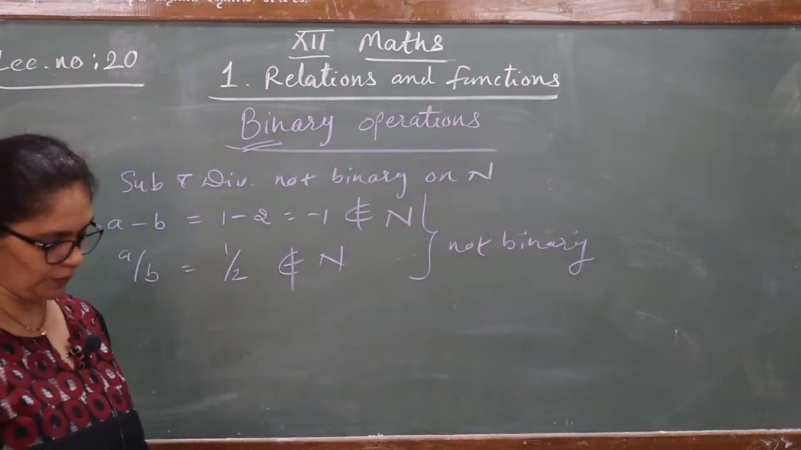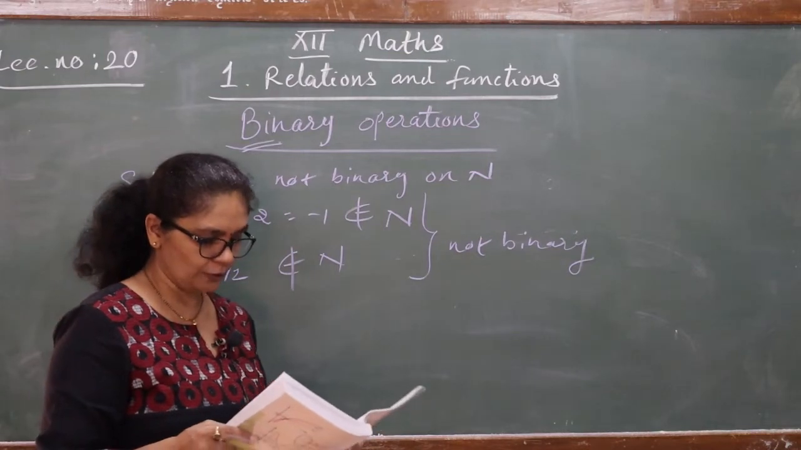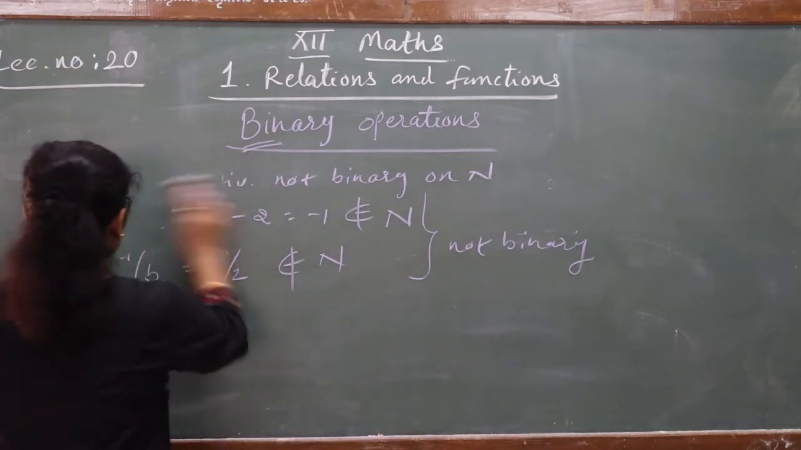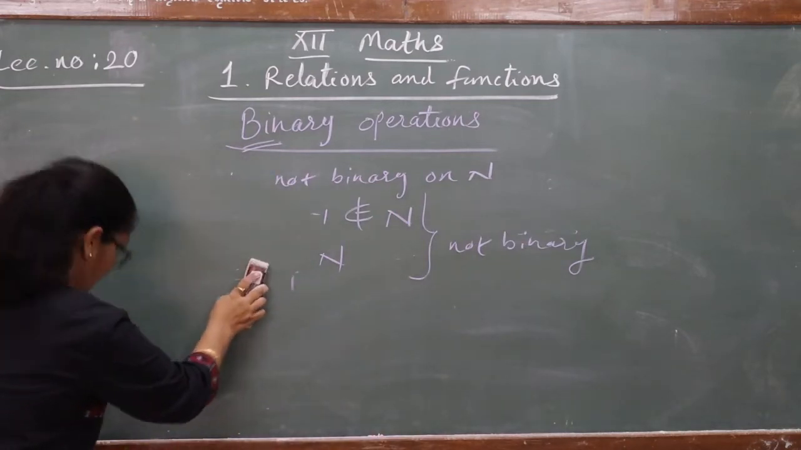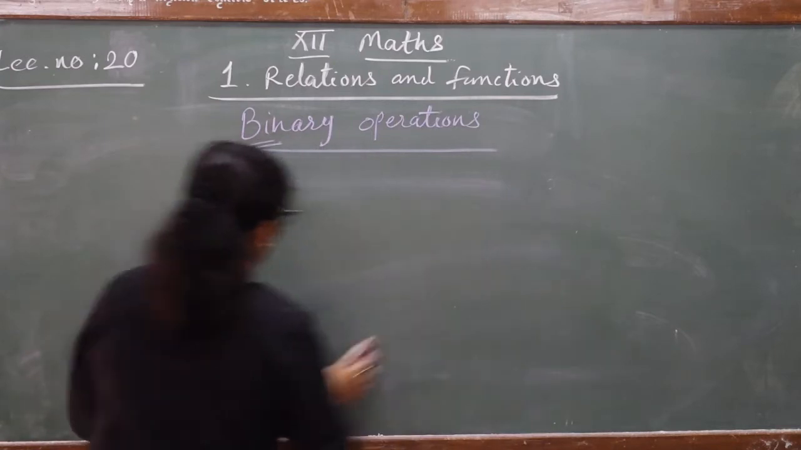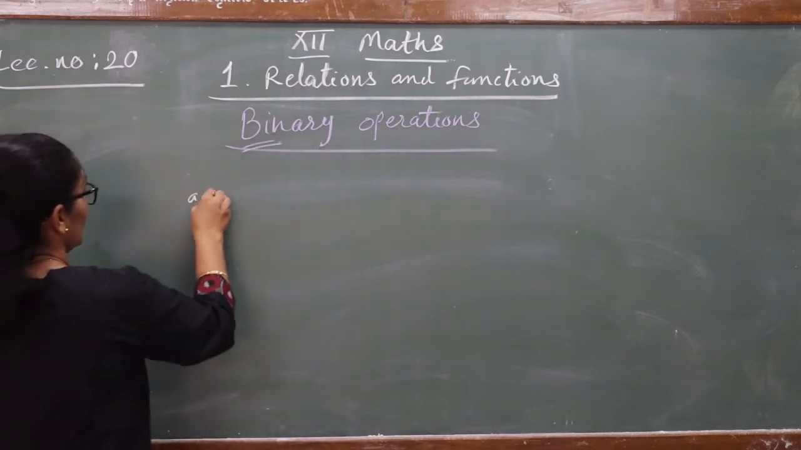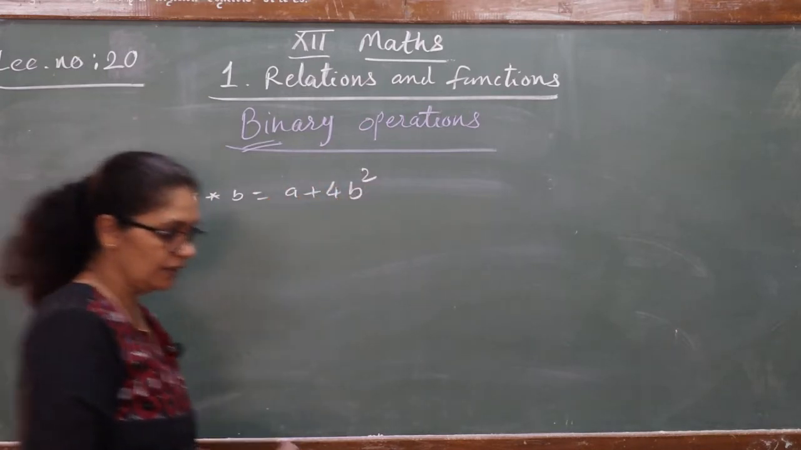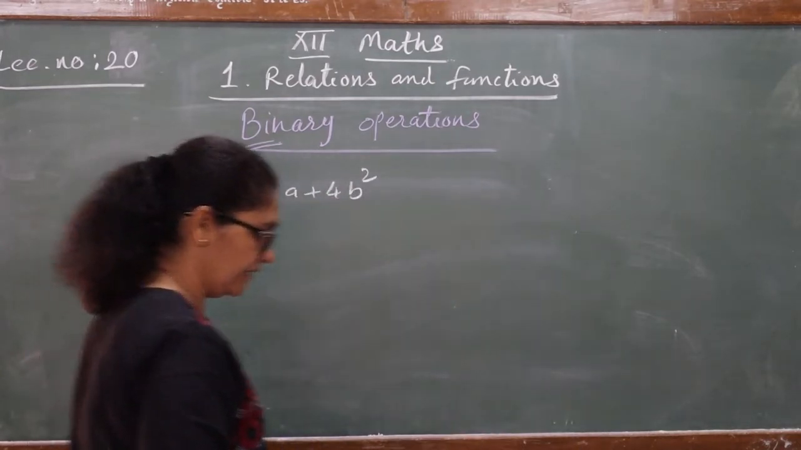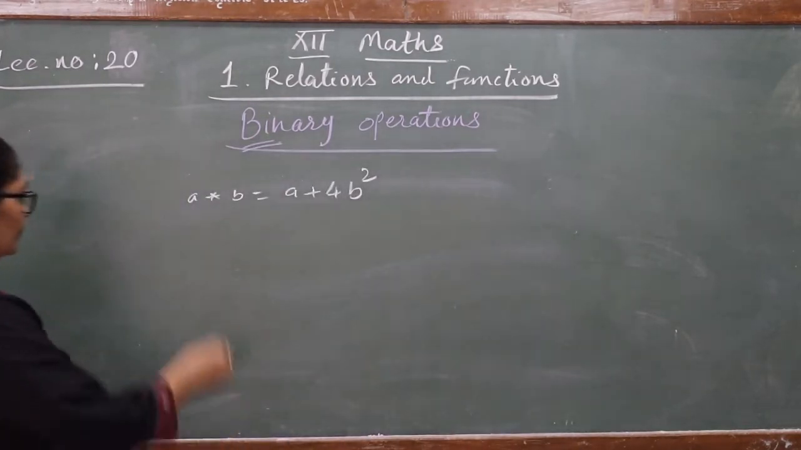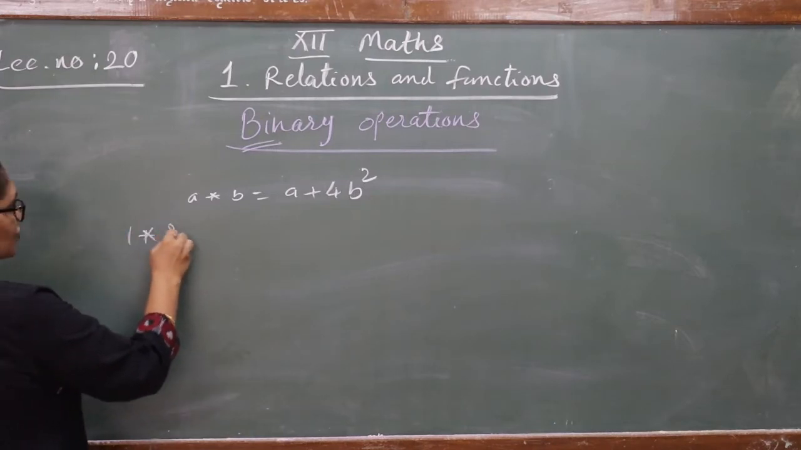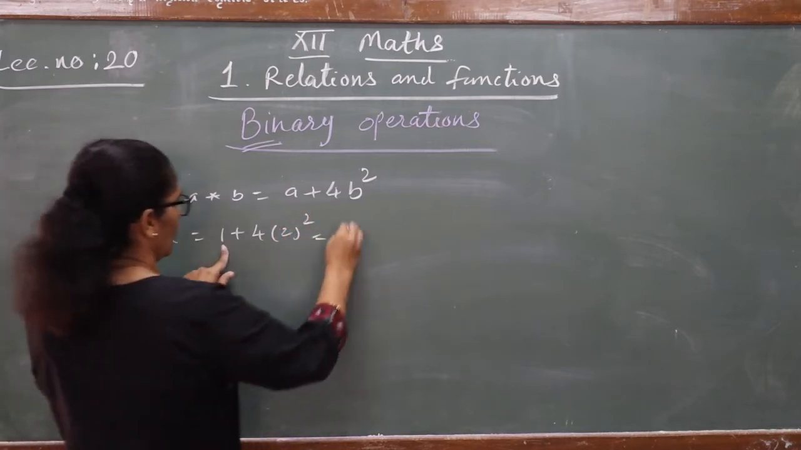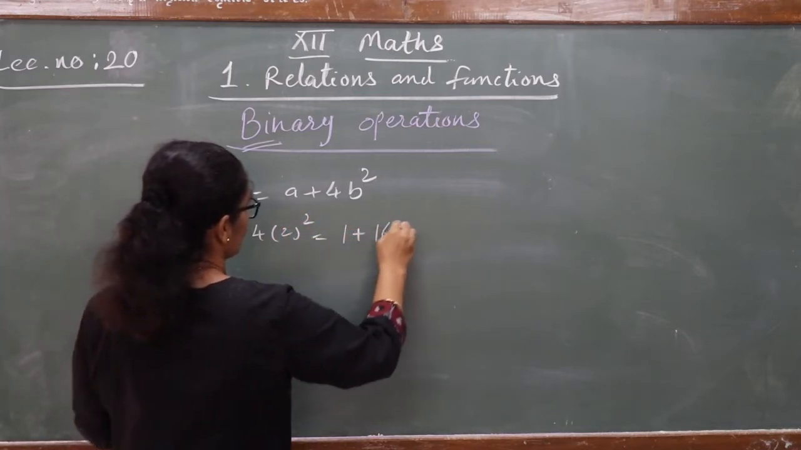Now come to the 31st question. So R cross R to R relation is given and A asterisk B is A plus 4B square. What is the relation mentioned? A plus 4B square. Now you check. Here the set is not mentioned, so any real number is given. For any real number, let's start with 1. 1 asterisk 2 is 1 plus 4 into 2 square. What do you get? 1 plus 4 fours are 16.